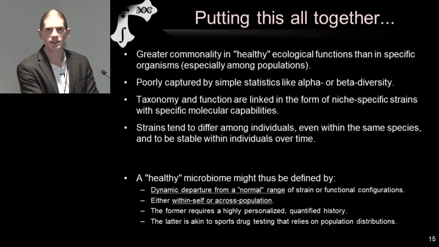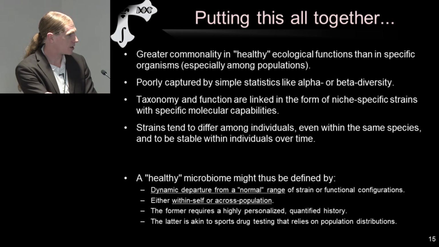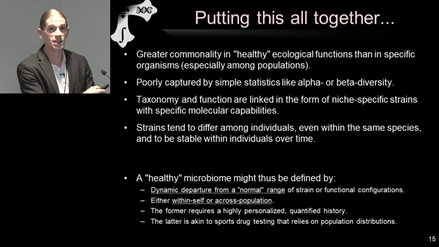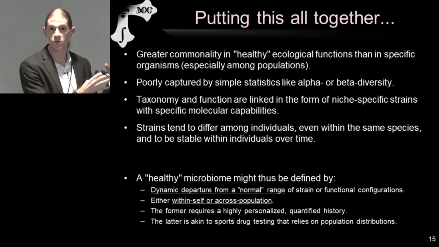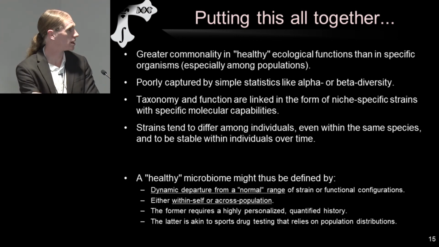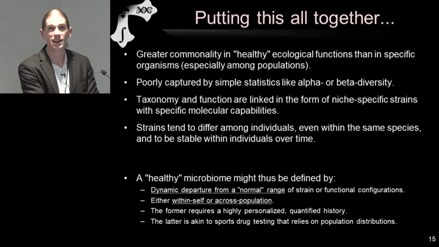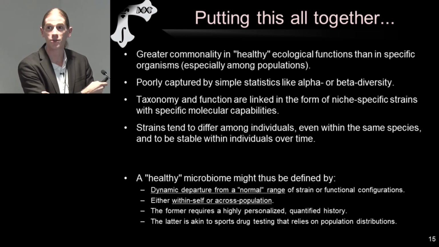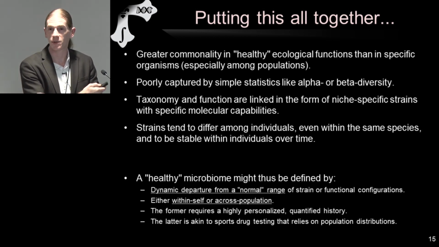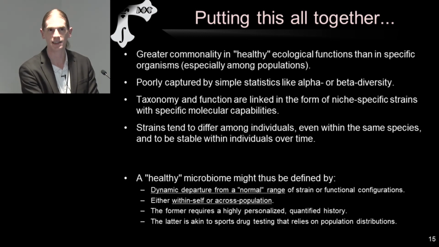And so some ideas based on this about how to start defining a healthy microbiome might be dynamic departure over time from a normal range, as Claire called out earlier. And this could be defined through some combination of a within-self, a self-defined normal range, and a population-wide normal range. The former requiring a fair degree of quantification. This is perhaps easier to analyze at this point, but harder to generate technically. The latter, being population-wide definitions, is similar to what we saw earlier from Barbara's discussion of, say, nutrition recommendations, or, say, sports drug testing uses the same type of population-defined standards.